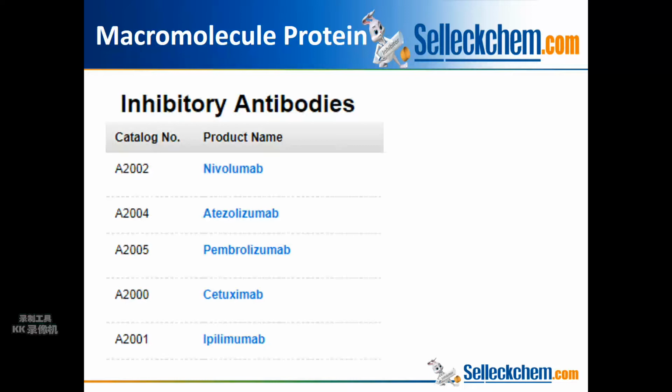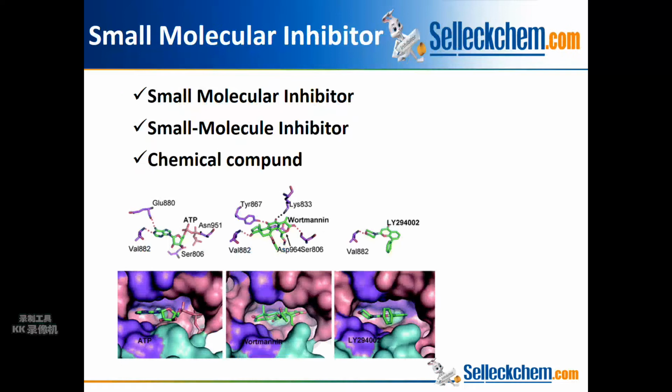There is another commonly used inhibitor, small molecular inhibitor. This kind of inhibitor is one of Selicam main products. People also call it small molecule inhibitor or chemical compound. Customers interested in these names may be our potential customers.